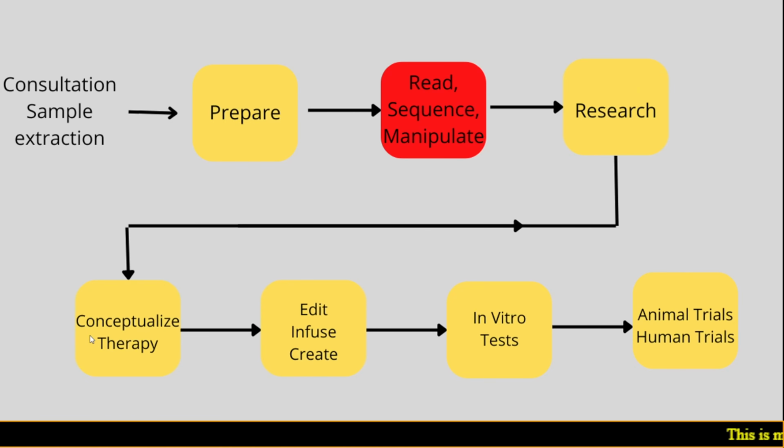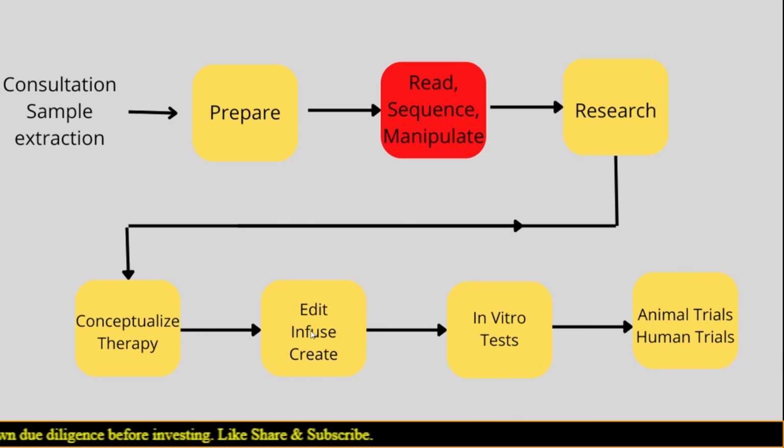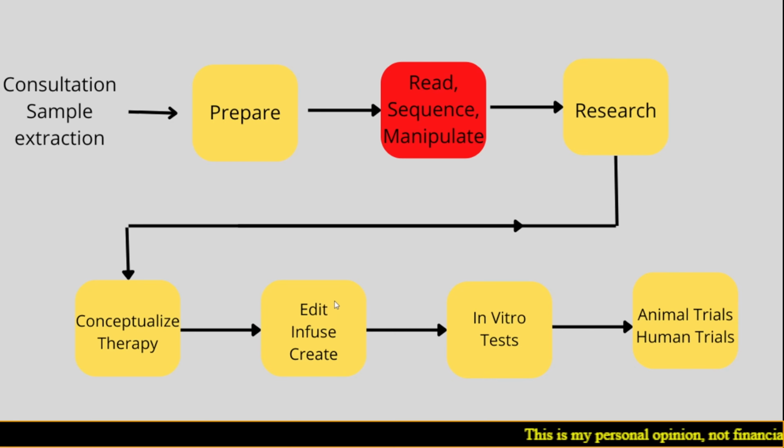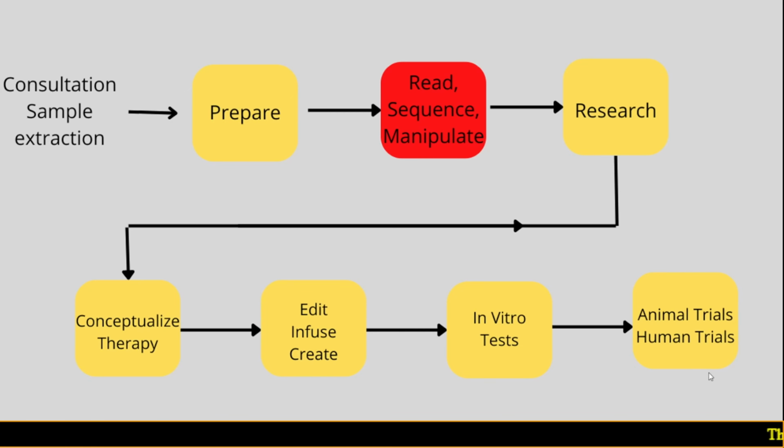Then you conceptualize the therapy. When I say conceptualize, it could be like you're creating a CAR T therapy, or you're creating a base edit therapy, or whatever it might be. You conceptualize which area is to be tackled and how we are going to do it. And then you edit, infuse, or create those therapies. Like you could create a CAR T therapy by taking a T cell and modifying it, or you could infuse it like SQZ Technology does, and you create the therapy. Then you do the in vitro tests to see how it works. And then you do the animal trials if animal models are available for that particular syndrome. And then you do the human trials, and finally you have the therapy coming out.